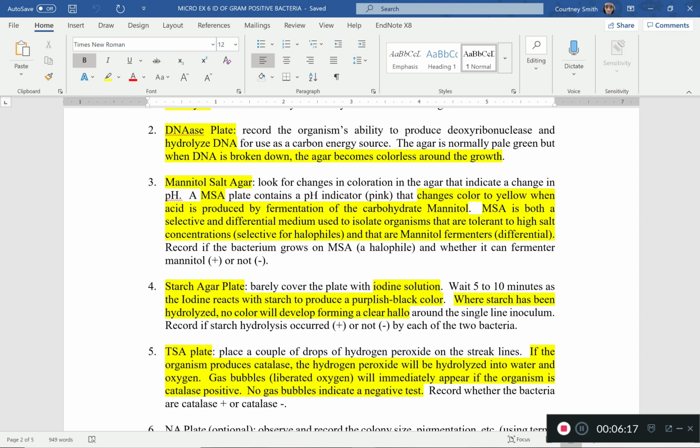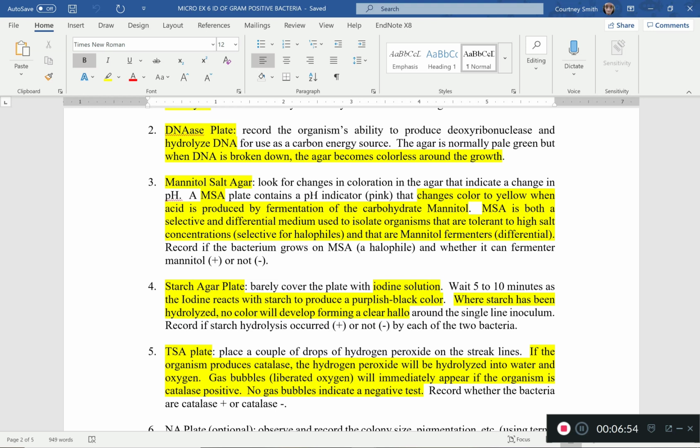So MSA is a selective and differential media. It's used to isolate organisms that can tolerate high salt. If the organism can tolerate high salt, then it's a halophile, and that is what it's selective for. But it differentiates because it allows you to see organisms that can ferment mannitol. That is how it's differential and selective. It's selective for halophiles, and differential for mannitol fermenters.